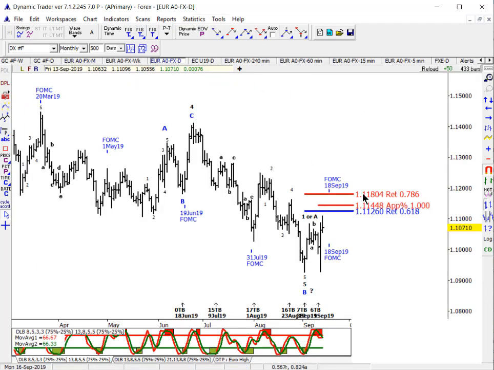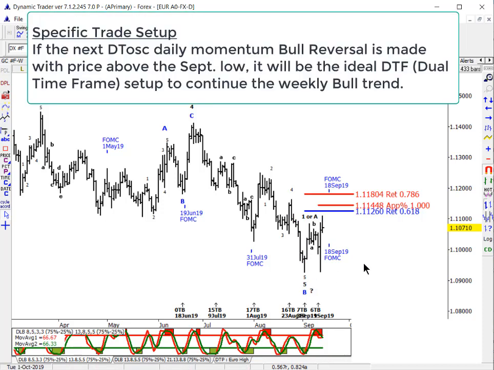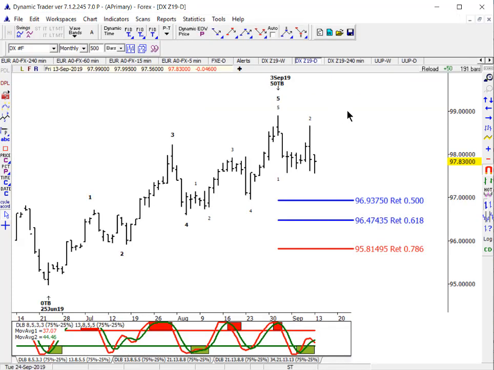And specifically, in the days ahead, if we do complete a high here next week in the euro, and if we have a sharp decline, the next daily DT oscillator bull reversal, if price is above the September low, that's going to be the setup of the month and maybe of the year for the euro. So we'll keep our subscribers alert to that on a day-by-day basis. But that's what you want to look for, I believe, very significantly in the days ahead.